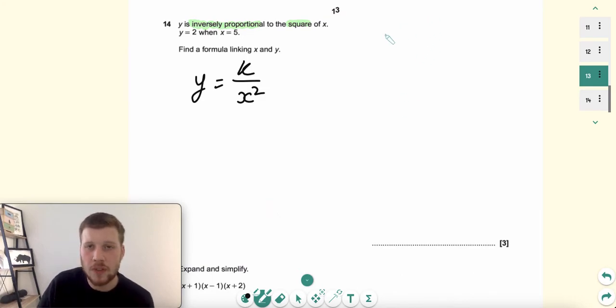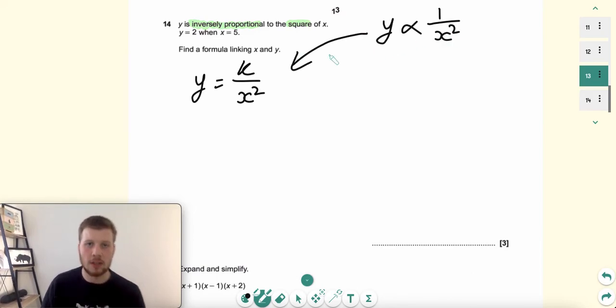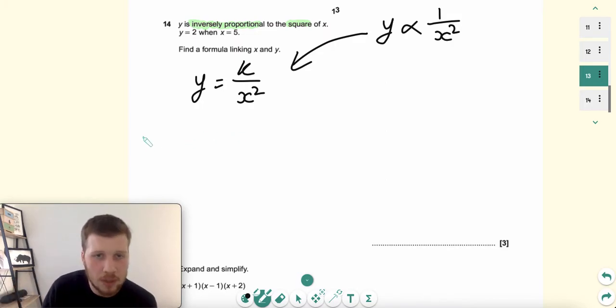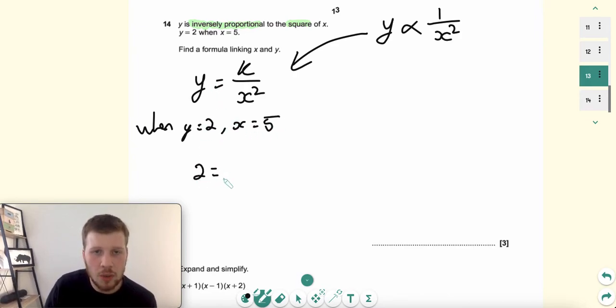This should be your first step, or depending on what class you're in, you could have made your first step of this and then going to this first step. Y is equal to 2 when x is equal to 5, so I'll say when y equals 2, x equals 5, substituting in, 2 is equal to k over 5 squared.